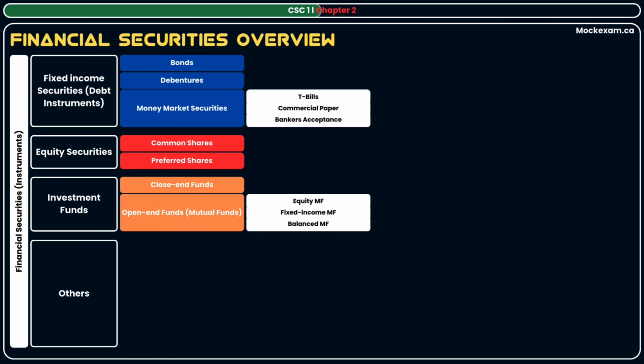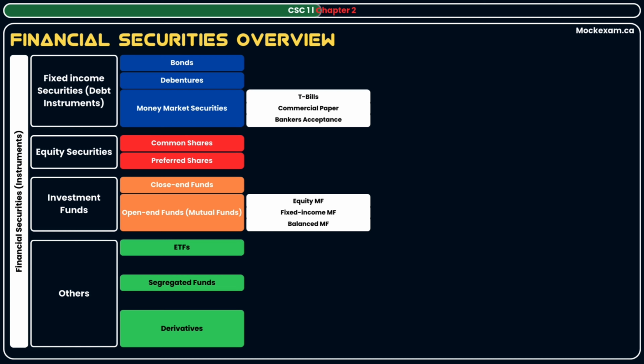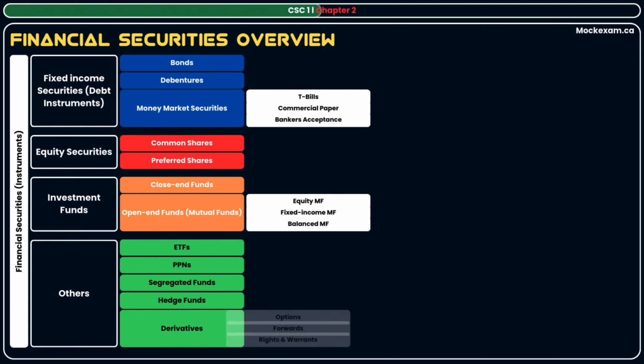Let's get to type number 4, others. This includes derivatives, ETFs, segregated funds, hedge funds, PPNs, and lots of other different types that we couldn't categorize in the first 3 types. Wow, what a long lecture.